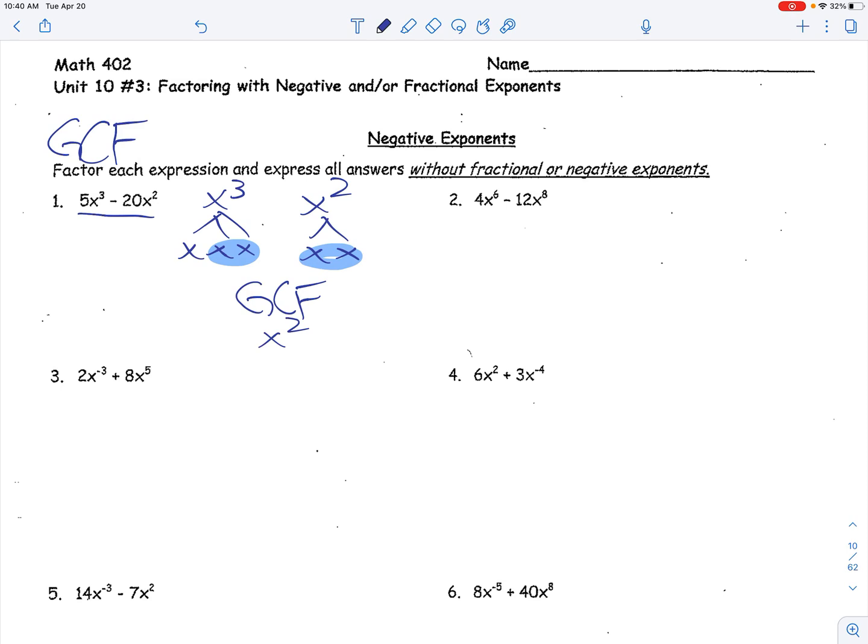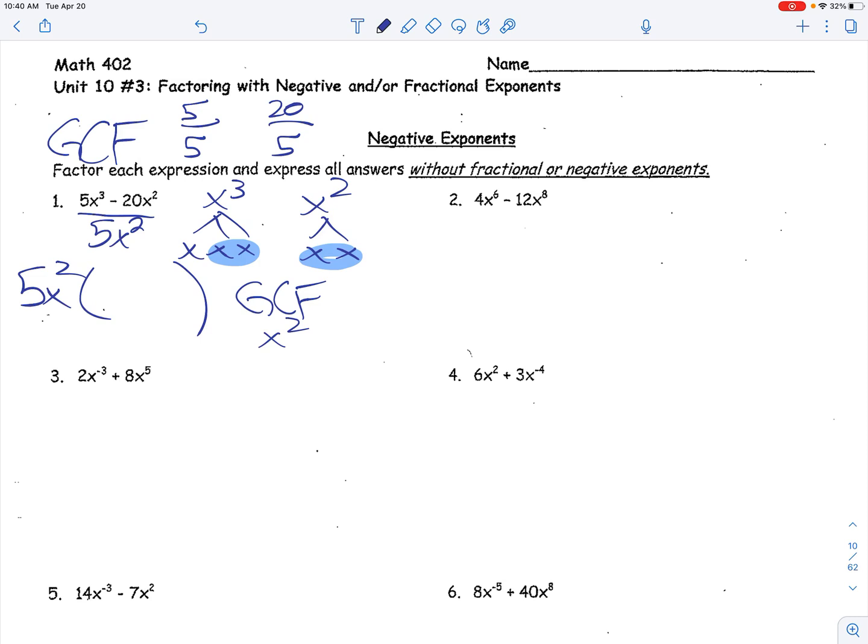So the greatest common factor here between 5x cubed and 20x squared, because you can do 5 divided by 5 and 20 divided by 5, is 5x squared. That's your GCF. We're going to factor that out. 5x squared comes out. In GCF, people, all we're doing here is just rewriting this in a multiplication form. That's all it is.